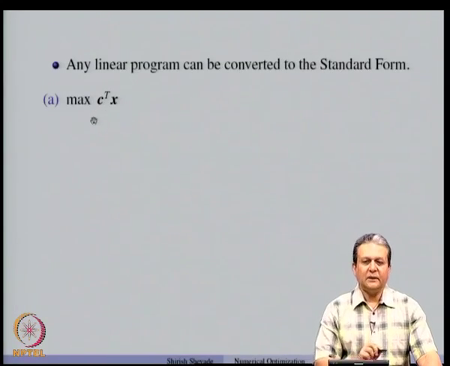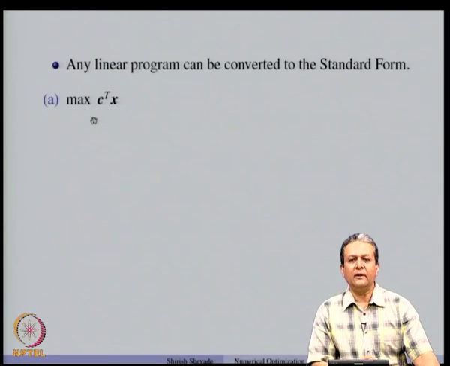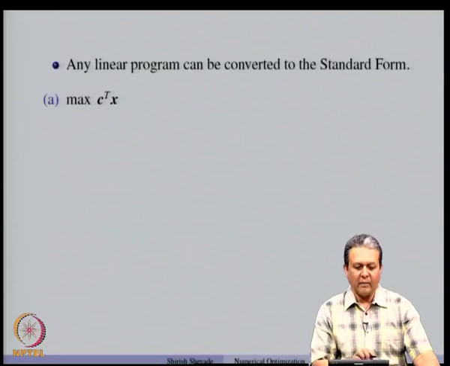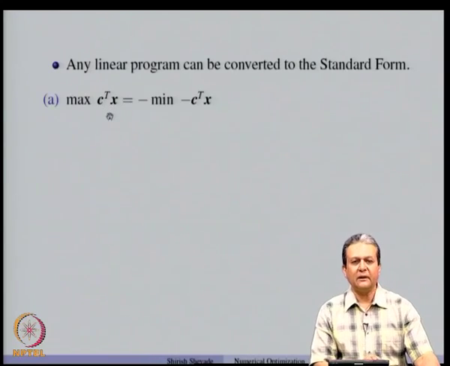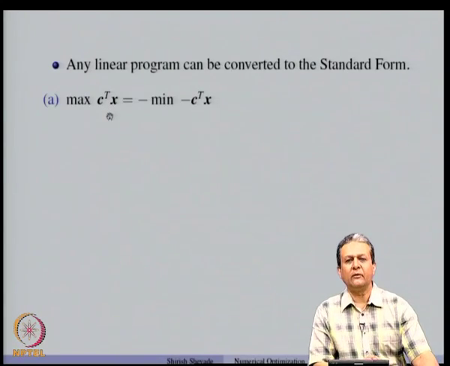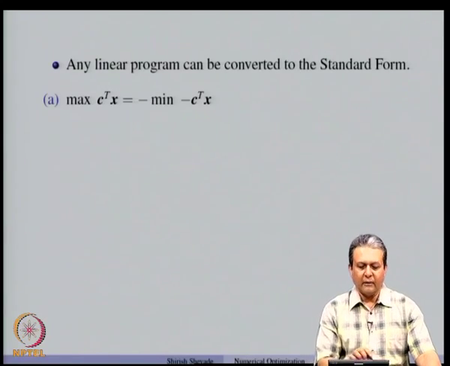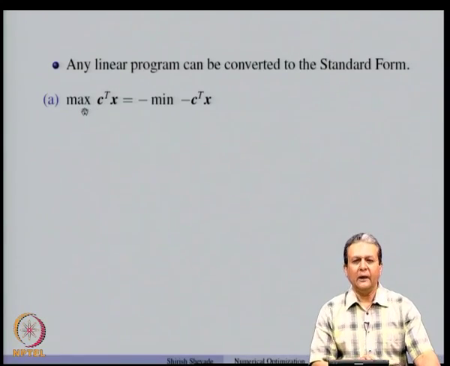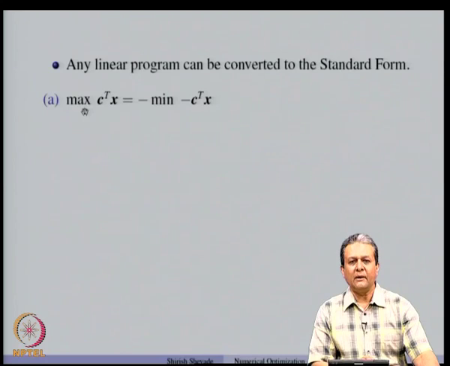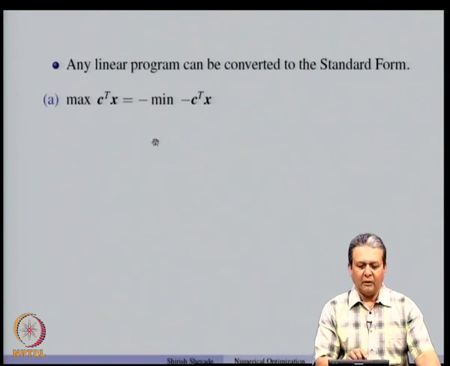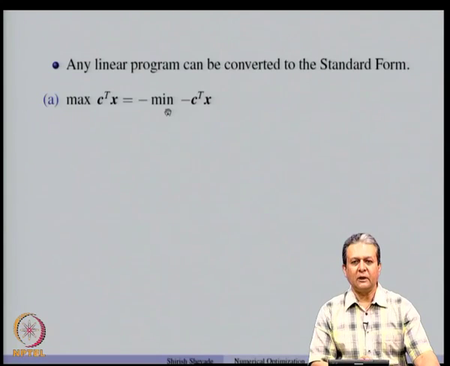So, a maximization problem can always be written as a minimization problem, and we have seen that earlier also. So, maximize c transpose x can be written as minus the minimization of minus c transpose x. Therefore, even if a linear program has a maximization problem, we can always convert it to a minimization problem.